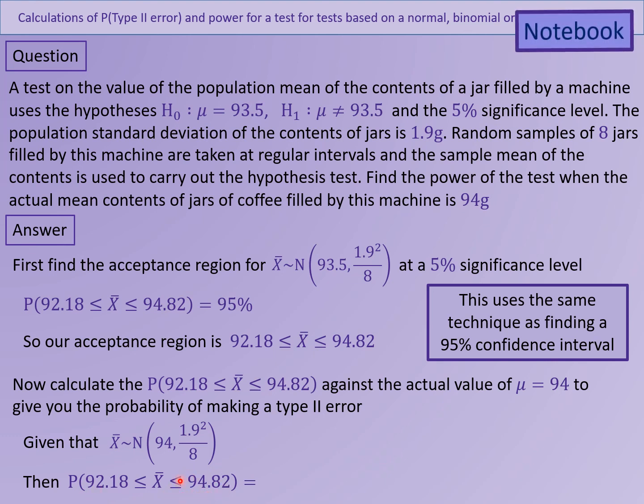So we do all the way up to the biggest, take away all the way up to the smallest. And I will get a probability of 0.899. That is the probability that I made a type 2 error. Very high probability there. It's a very good chance you made a type 2 error.